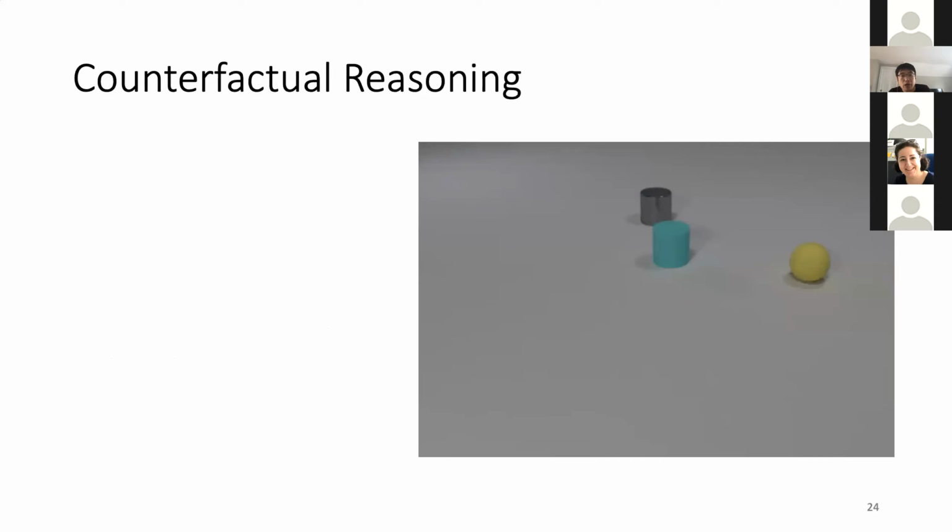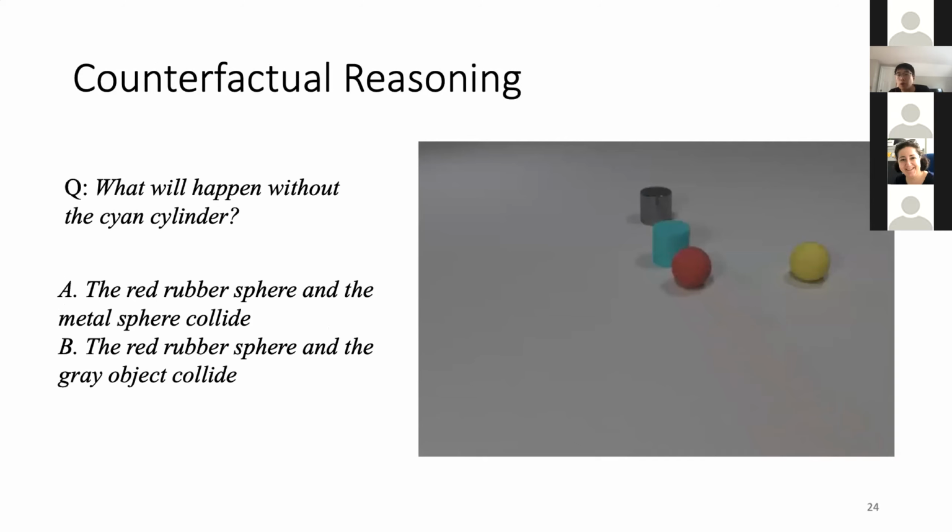A counterfactual question is the most challenging question type in this dataset. It requires the model to imagine the outcome when one object is removed from the scene and select the event that will happen under this unobserved scenario. For example, when we ask, what will happen without this cyan cylinder? The answer should be the second one: the red rubber sphere and the gray object will collide.